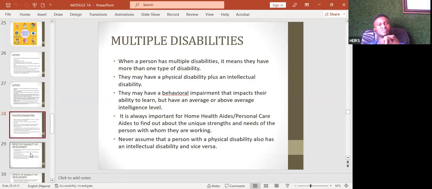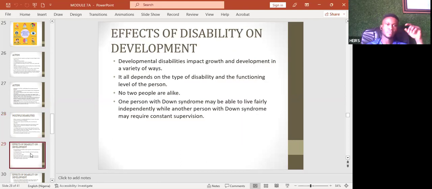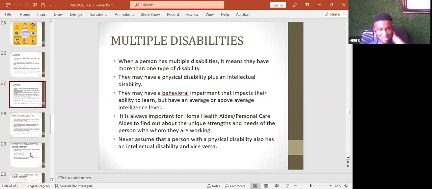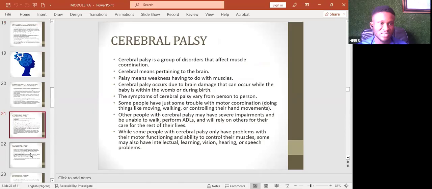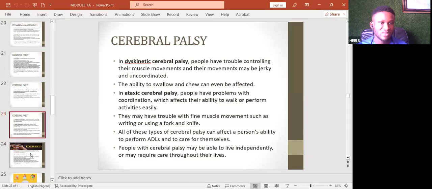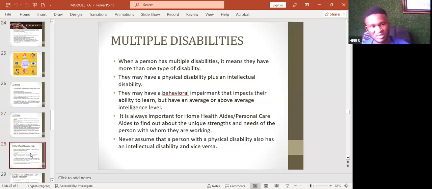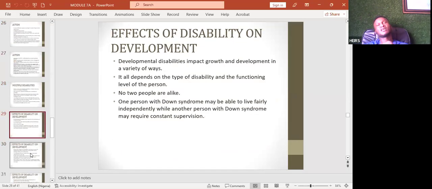So we are not to assume that a person has both disabilities until you are sure. Don't assume. Never assume. So let's look at the effect of disability on development. Briefly again, before we move to the next point, we talked about the types of developmental disability. We said we have intellectual disability, cerebral palsy, autism, and multiple disabilities. Now we are going to the effect of disability on development.